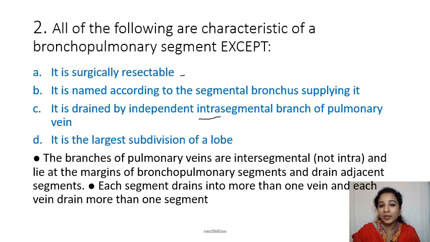The branches of pulmonary veins are not intrasegmental, they are intersegmental. They are in between the segments. They lie in the margins of the bronchopulmonary segments and drain the adjacent segments. So each segment is drained by more than one vein, and each vein drains more than one segment. So this is all about the important anatomy of the lungs. Thank you.